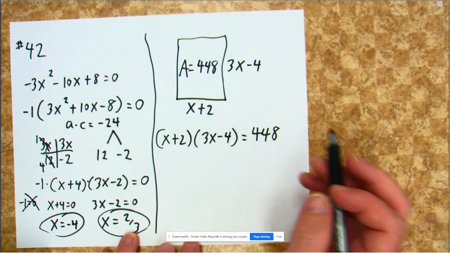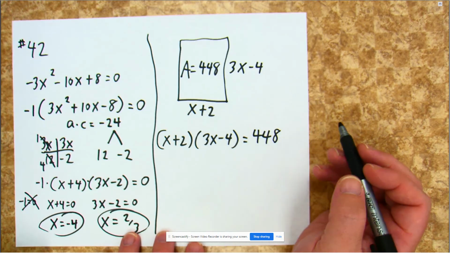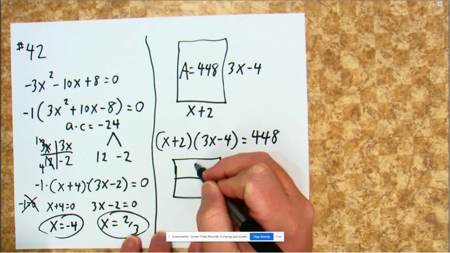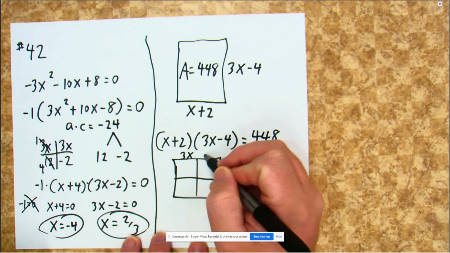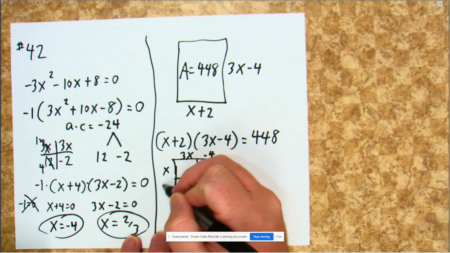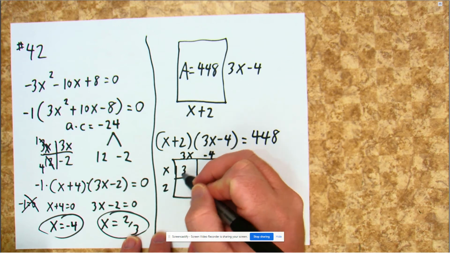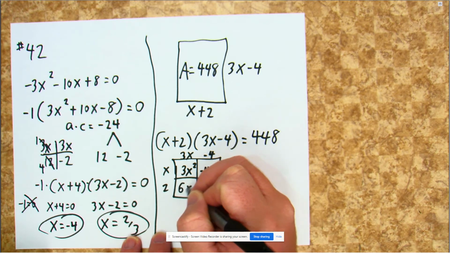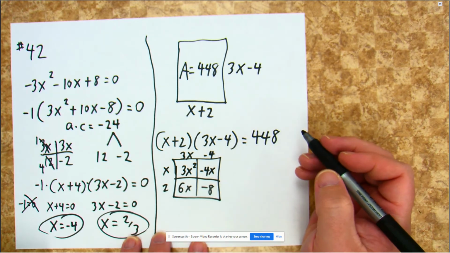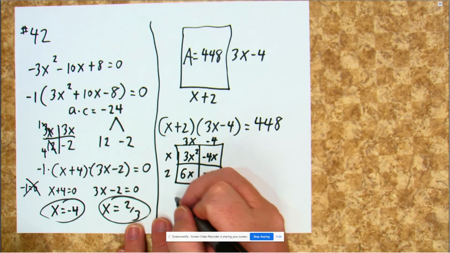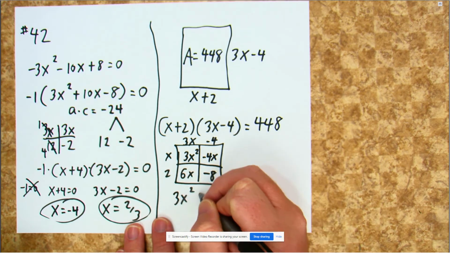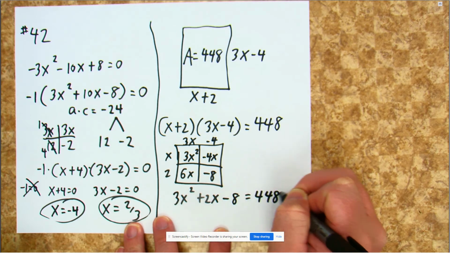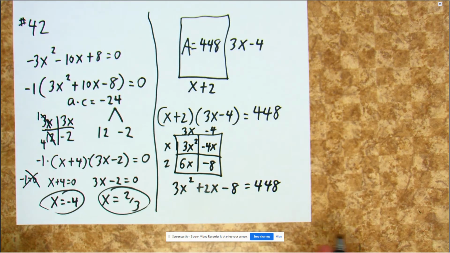And again, seeing the work, you can either do FOIL if you like it, or you could do a little box. I like the box. It makes me feel good. 3x minus 4 and x and 2. Multiplying together, 3x squared, -4x, 6x, and -8. This would get me the quadratic 3x squared plus 2x minus 8 equals 448. Now, it's a large number, but let's just see what happens.